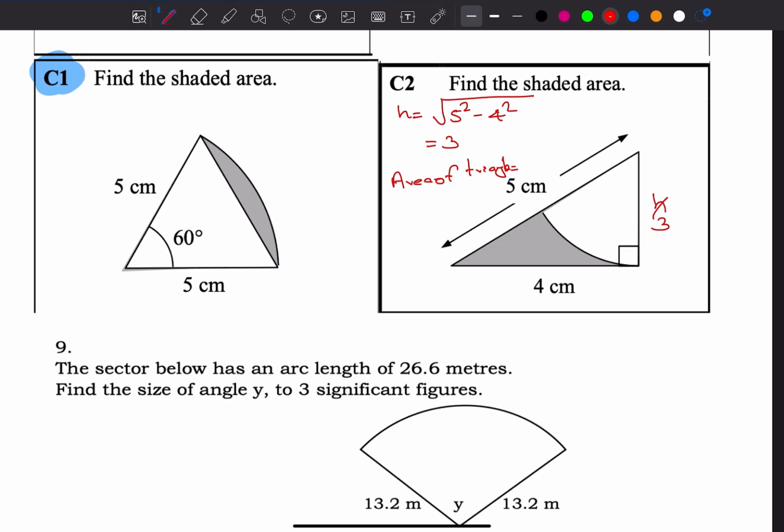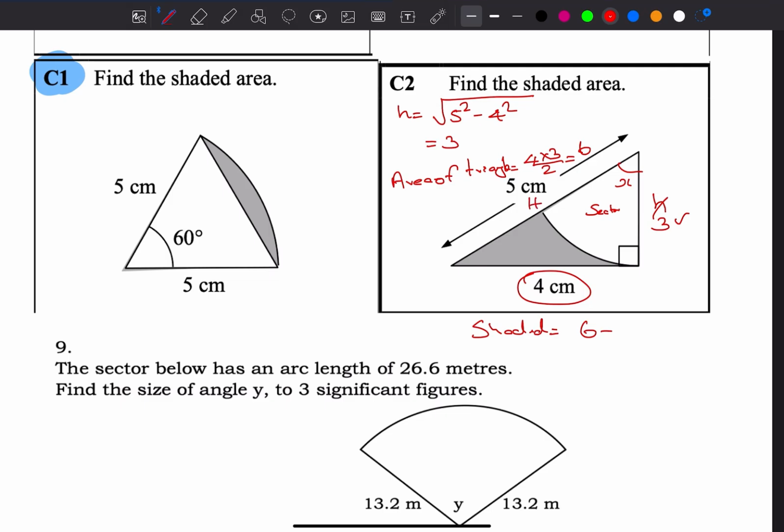The area of a triangle is base times height divided by 2. Base is 4, height is 3. 4 times 3 divided by 2 makes it 6. So the area of the triangle is 6. Then to do the shaded area, I need the area of the triangle, which is 6, take away the area of the sector. But I need to know the angle. I can say this is the angle for the sector, theta. And actually, say that angle x.